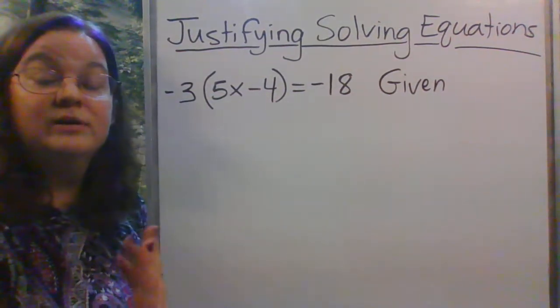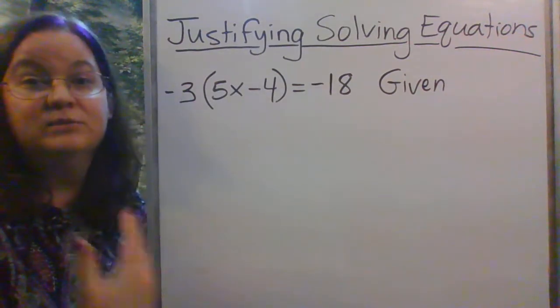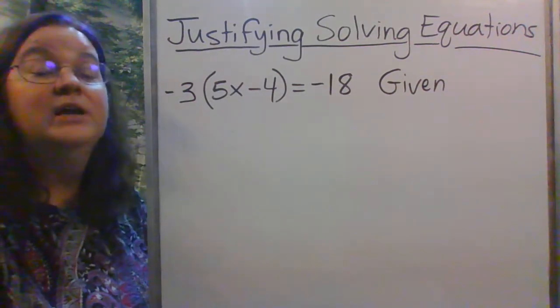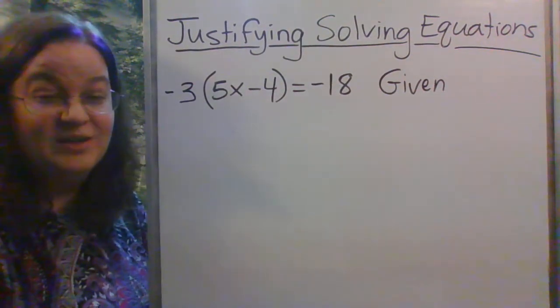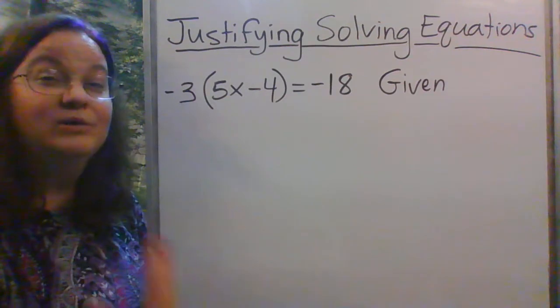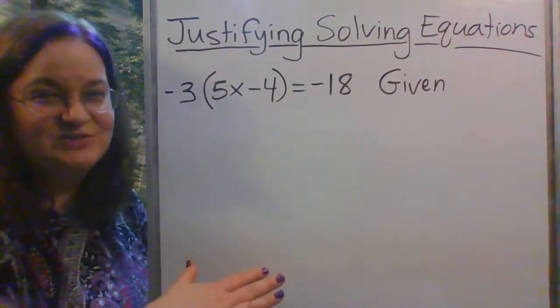This is where a lot of your properties are going to come in, like the commutative property or the distributive property. And when you're moving things from side to side, your properties of equality that we've been learning about. Those are all going to be really important parts of justifying.